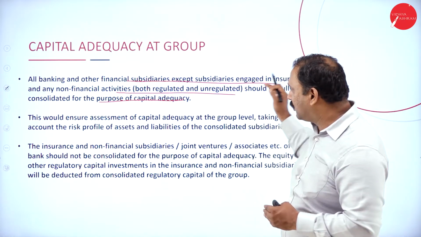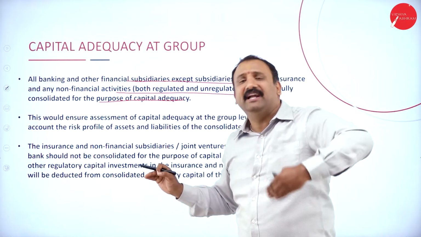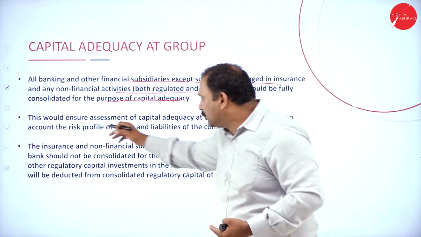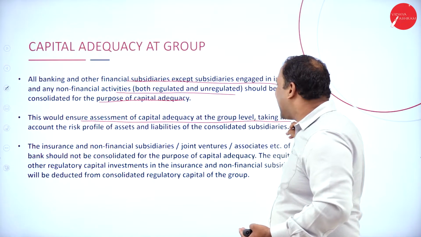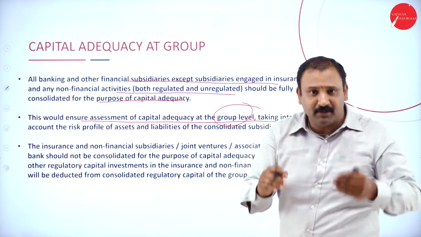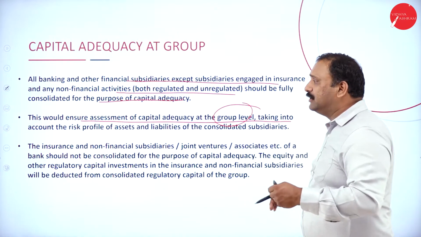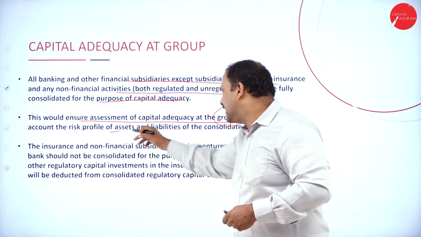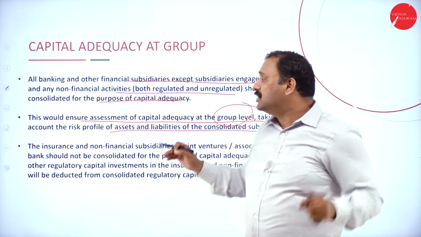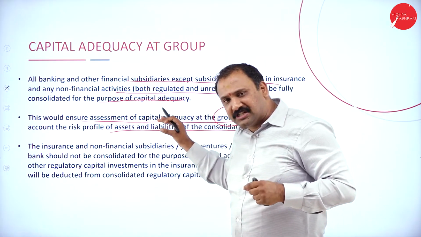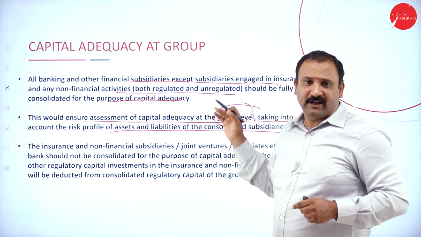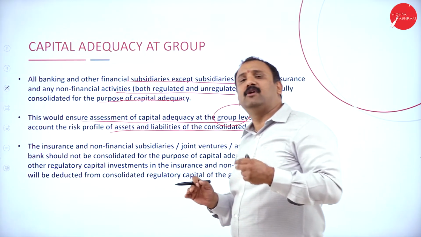So that is why I would always say that that has to be regulated, that has to be understood very clearly. Followed by, this would also ensure the assessment of capital adequacy at the group level. A very important term which I would like to talk about: taking into account the risk profile of assets and liabilities and the consolidated subsidiaries altogether. So when you look into the capital adequacy of the group, we also need to take account of the risk profile of the assets. What is the risk profile of the assets?